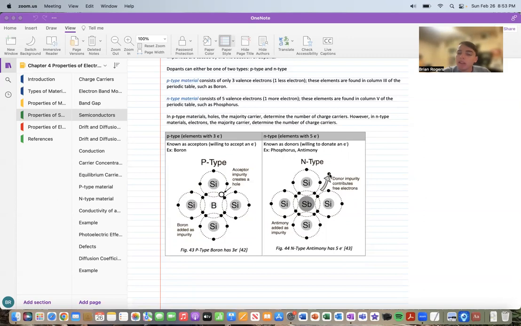So basically, p-types are known as acceptors. They're willing to take an electron to fill this hole. They would be willing to take an electron in order to take the place of this hole. Whereas the n-type are willing to give away that electron. They have an extra electron, so they're willing to donate it. So they're referred to as donors.